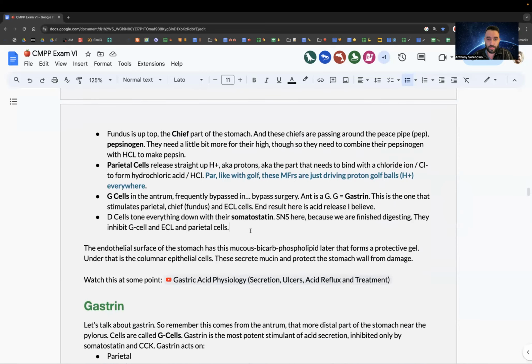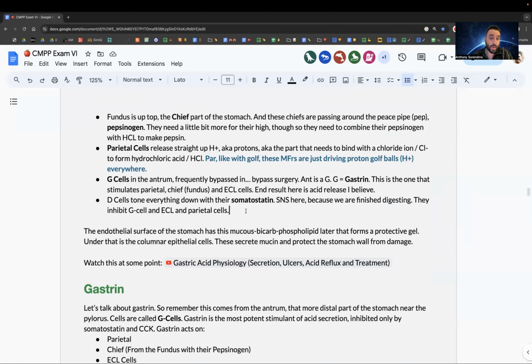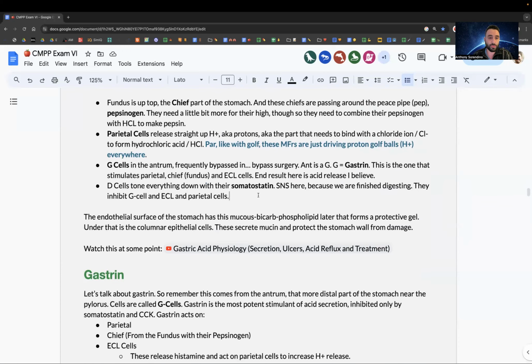Pretty much everything I just said there. So somatostatin, sympathetic nervous system. So remember, that's their fight and flight. It's the opposite of rest and digest because we're done digesting. So the sympathetic nervous system is going to come in there.